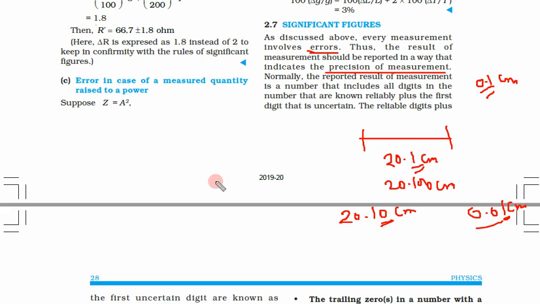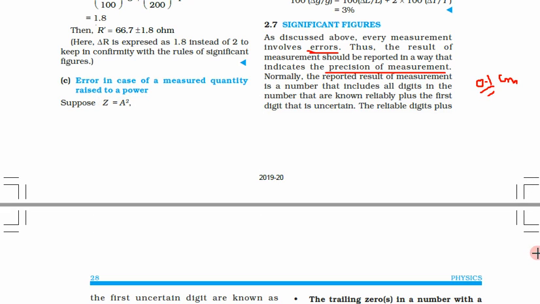Suppose we use a further fine instrument, then how will we write? In that case we write 20.1100 centimeter, because our measurement is true up to 3 places after decimal. So that's why we are giving 3 digits after decimal. So this is important. We should give the quantity in such a way that indicates how precise our measurement is. So the precision of the measurement should be indicated by that number.